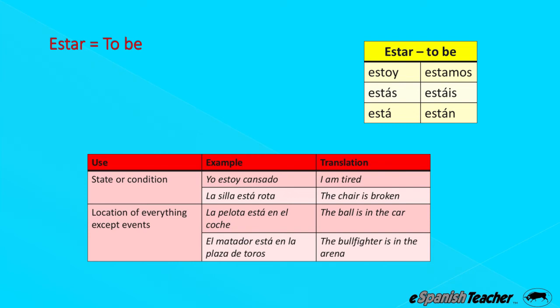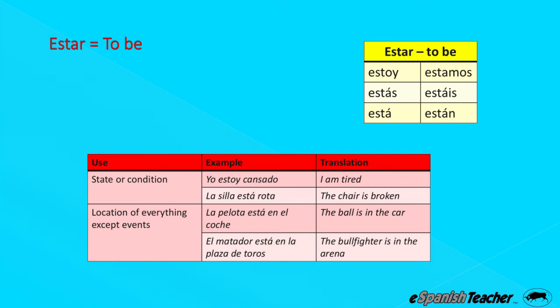Let's look at the next use, location of everything except events. So if it's not an event, you will use estar. So forget about parties, sporting events, meetings that you might have. All of that is ser, because those are all events. This is the location of everything except events. So usually it's objects.